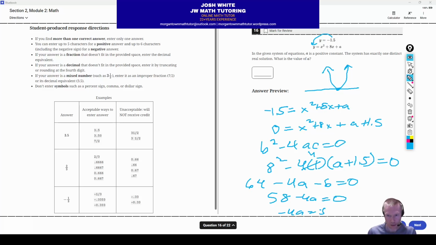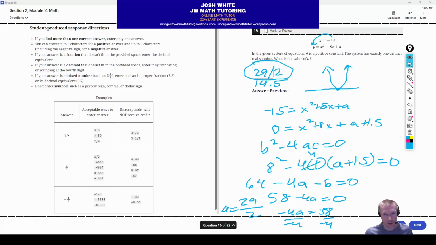Negative 4a equals negative 58, divided by negative 4, and it just reduces to a equals 29 over 2. You could also grid it in as 14.5 as well. So that's the correct answer right there. This is basically the traditional math way to solve it.